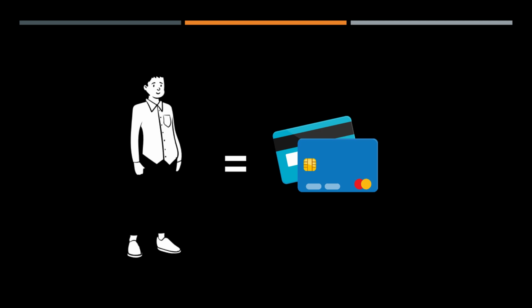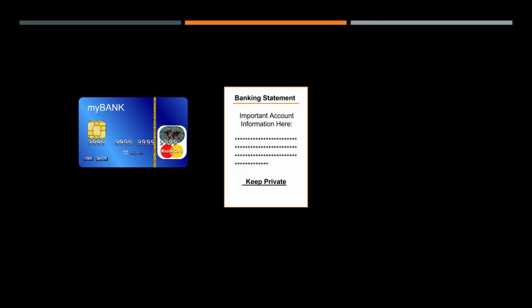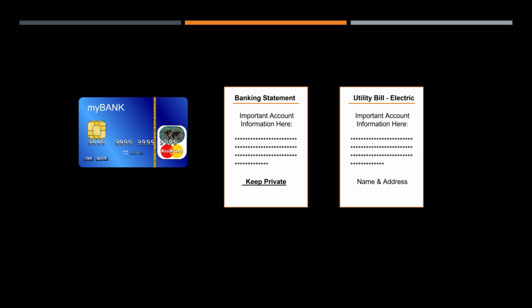Now let's try a second example. Let's use an ATM card. You want to prove that you are the owner of the ATM card. One way you might do this is to provide a picture of the card with your name and the card number. Then you might provide a bank statement that has your name, address, some of the numbers of your bank account. Then you might provide a utility bill that also has your name and address.